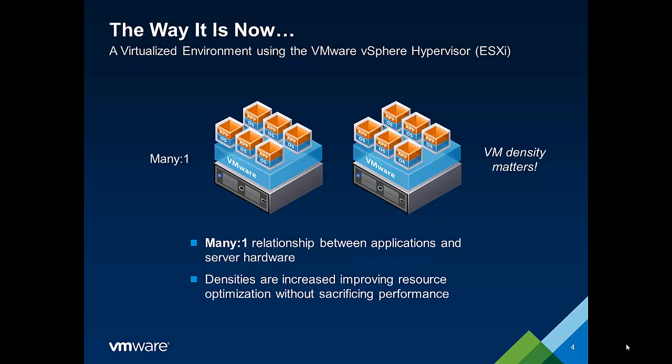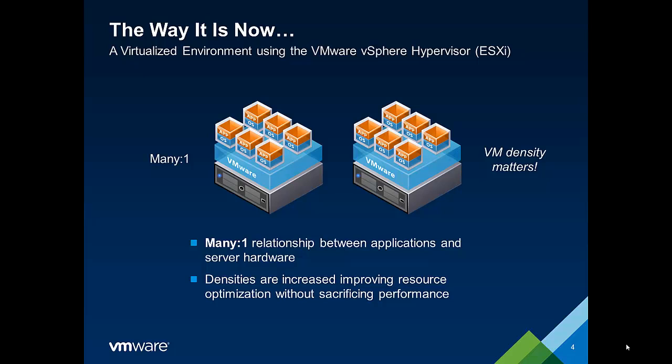Now, in today's environment, we are using virtualization. And what virtualization does for us is it gives us this many-to-one relationship, unlike the traditional one we just discussed, because now we have a physical server that we load the VMware hypervisor onto, which allows us to run multiple virtual machines on top of that. So now we have this many-to-one relationship between the applications, the virtual machines, and the hardware.